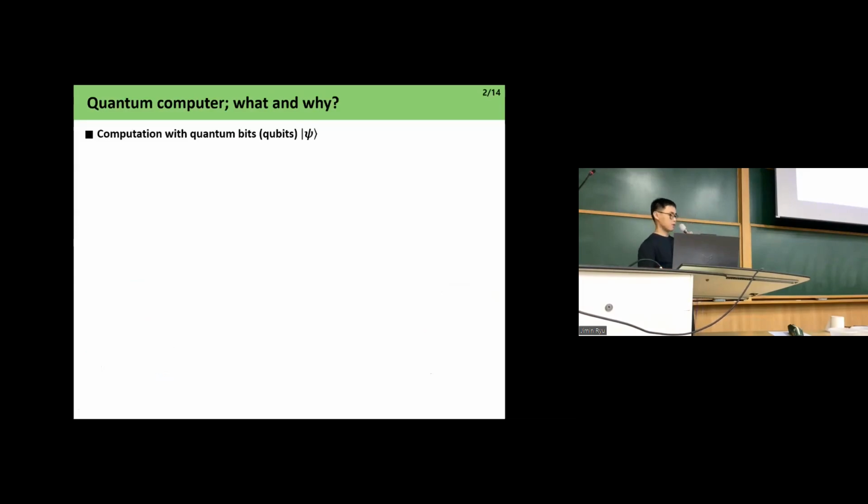Since this is the first journal club, I will start with the very basics of quantum computers. So what is a quantum computer? It's basically computation with quantum bits. It started from Richard Feynman's claim that nature isn't classical. That was in 1982, more than 40 years ago, a very long time ago. After 40 years, quantum computers have progressed significantly.